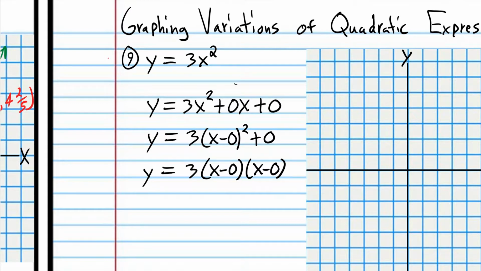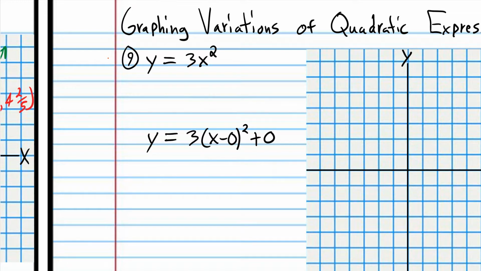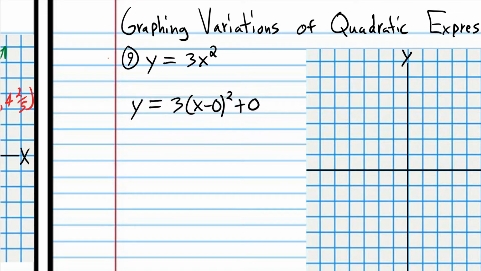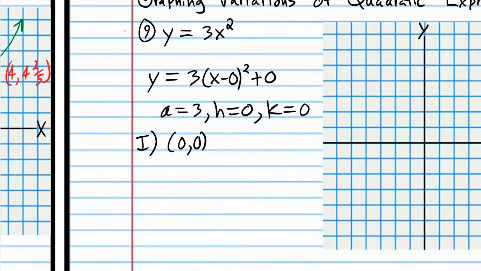You can use negative b over 2a to find the x value of the vertex here. You can just use this form to find the vertex just by looking at it, or you can use this form and m plus n over 2 to find the x value of the vertex. You can do whatever form you want, but I'm going to use the middle form, because we can see the vertex immediately. The vertex is just going to be 0, 0. So we have our vertex.